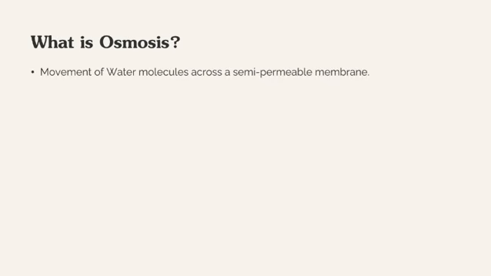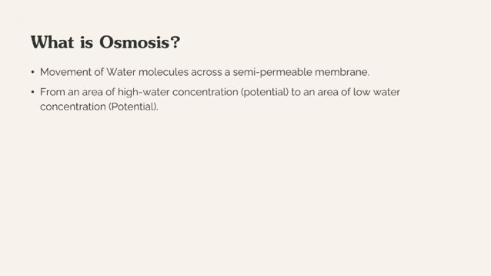So firstly, what is osmosis? Osmosis is the movement of water molecules across a semi-permeable membrane. The water molecules in osmosis move from an area of high water concentration, meaning high water potential, which is a better way of explaining it, to an area of low water concentration or potential, meaning from an area of high water particles to an area of low water potential or particles.